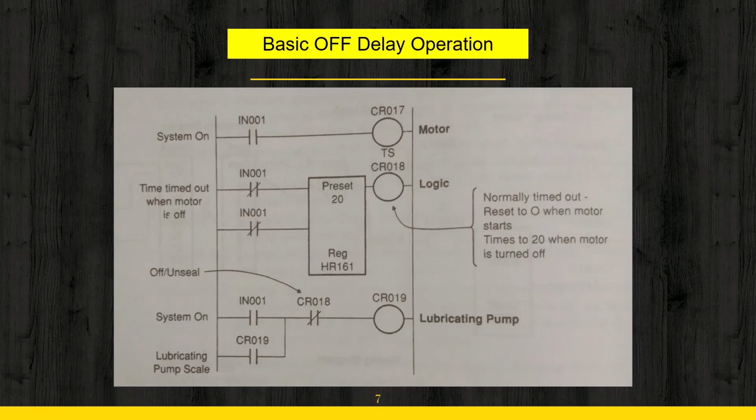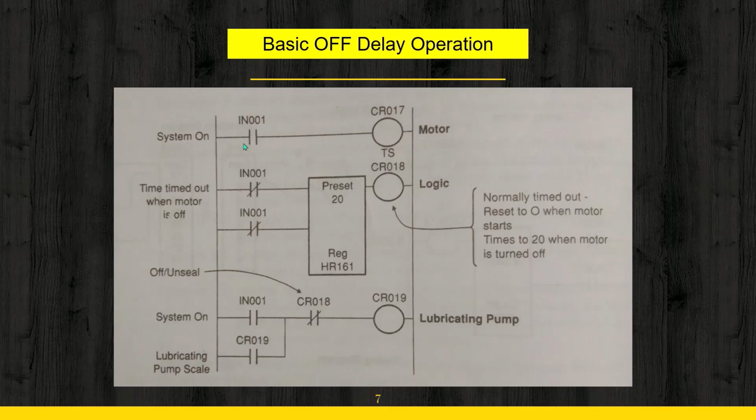But now you can see that there is another contact. This is an NC contact. Now this NC contact corresponds to the coil which is actually controlled by the output of the timing block. You can find what is written there, that this coil is normally timed out. It is reset to 0 when the motor starts. How can it be done? So you can see here, when the motor actually starts, this particular terminal is taking care of the reset terminal.